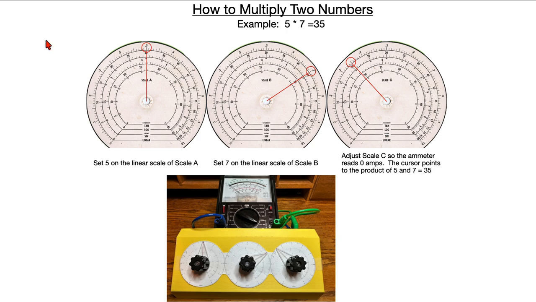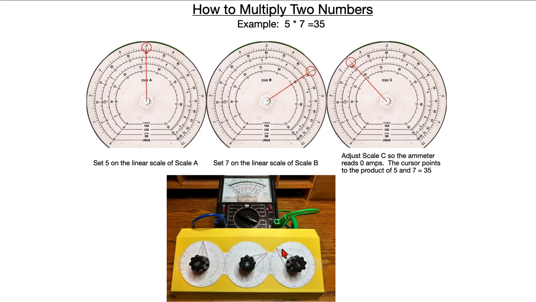So let's talk about how you would use this thing. If you want to multiply 2 numbers, here's how you do it. Let's do an example multiplying 5 times 7. So we know that equals 35. What you do is you set 5 on the linear scale of scale A. Here's 5. And you set 7 on the linear scale of scale B. There's 7. And then you adjust the dial on scale C so that the ammeter reads 0 amps and the cursor points to the answer, which in this case is 35.